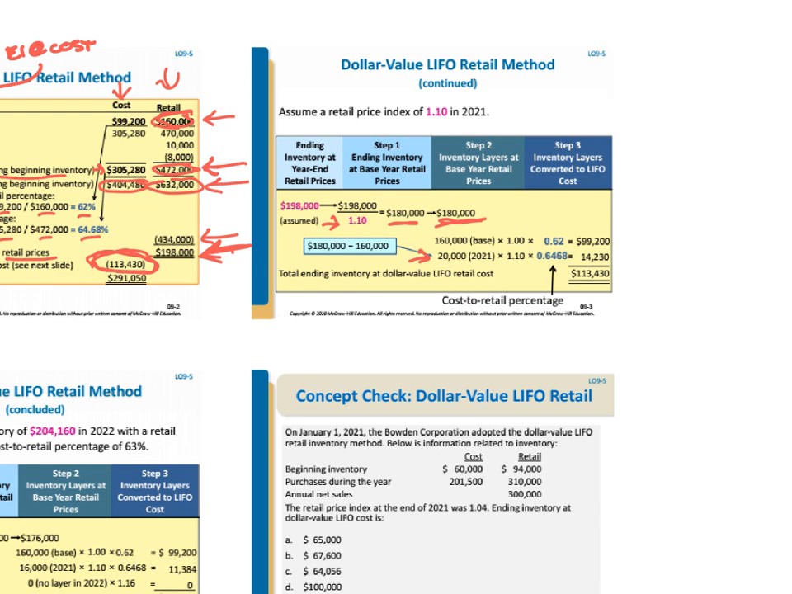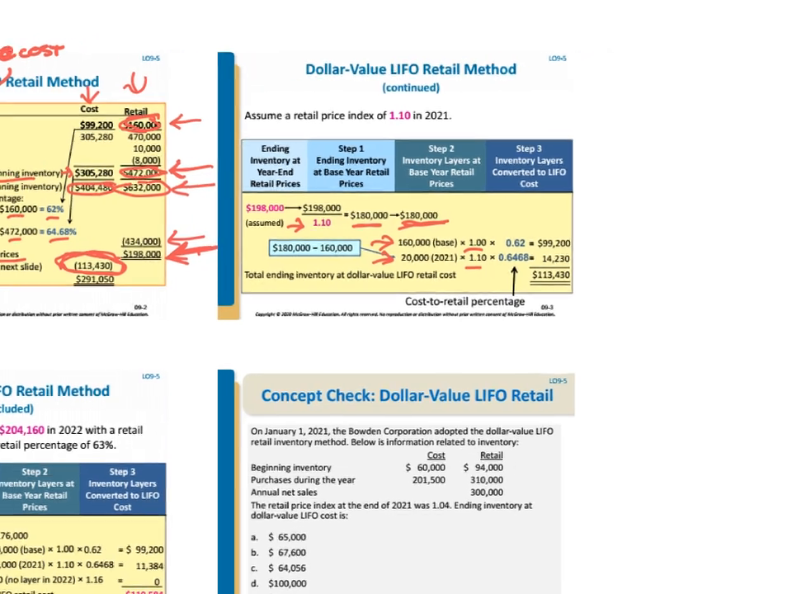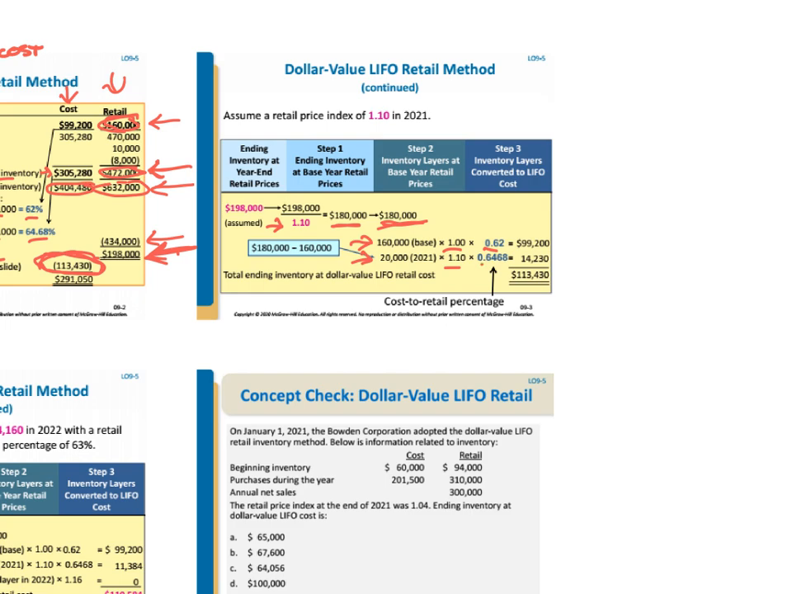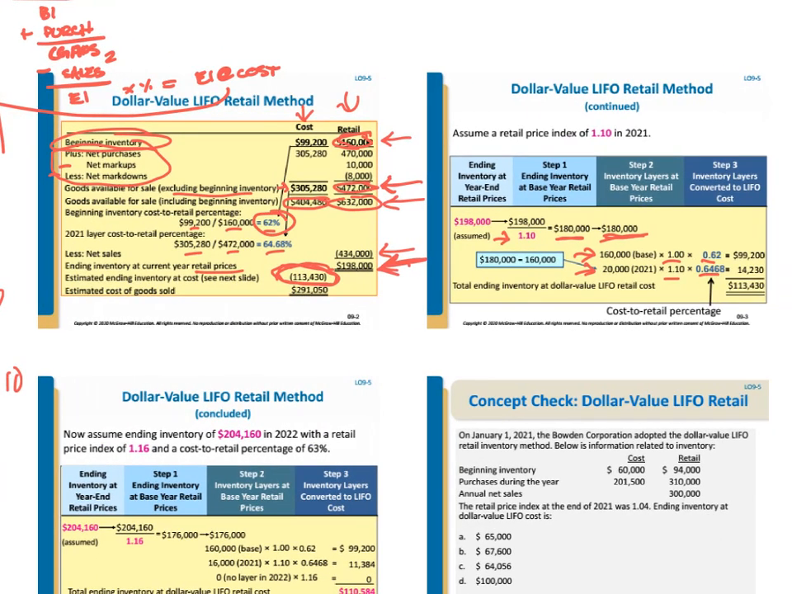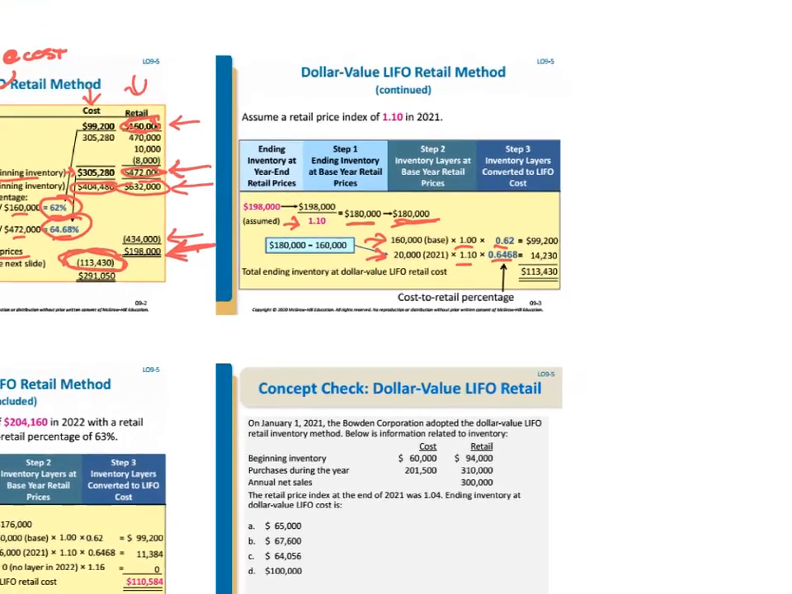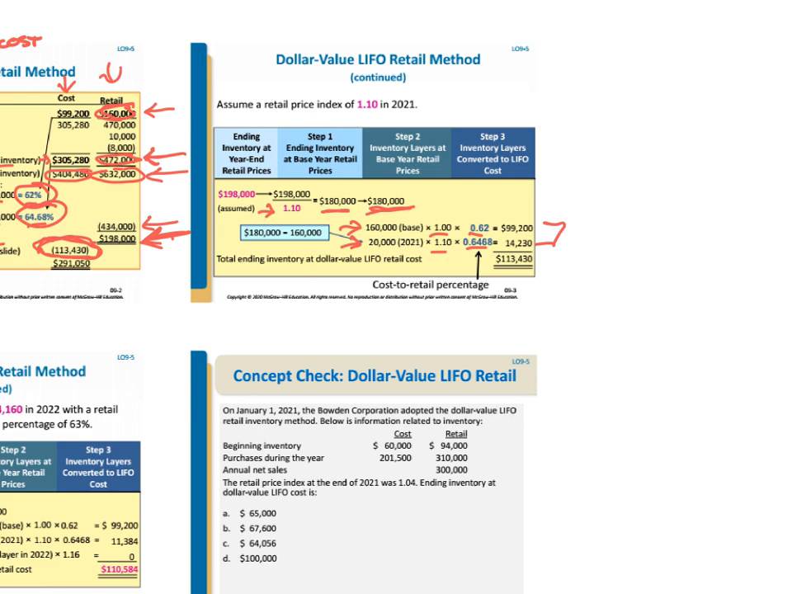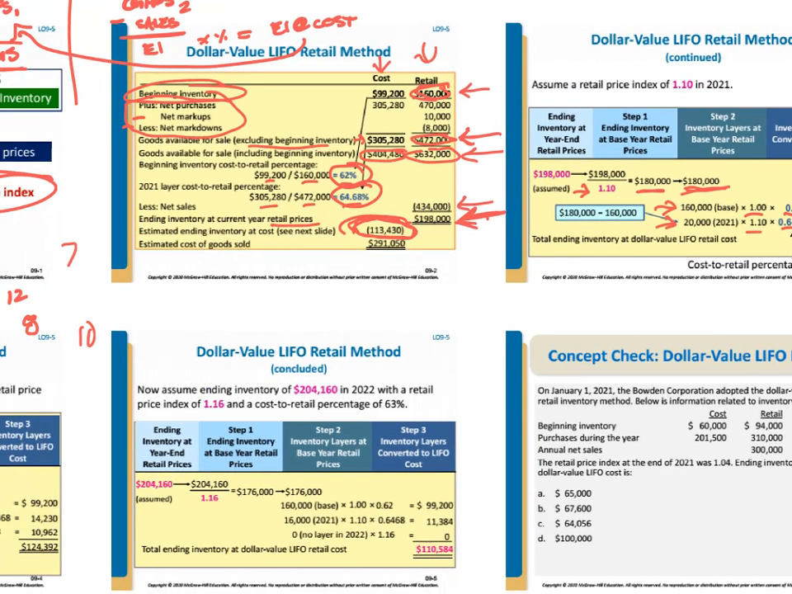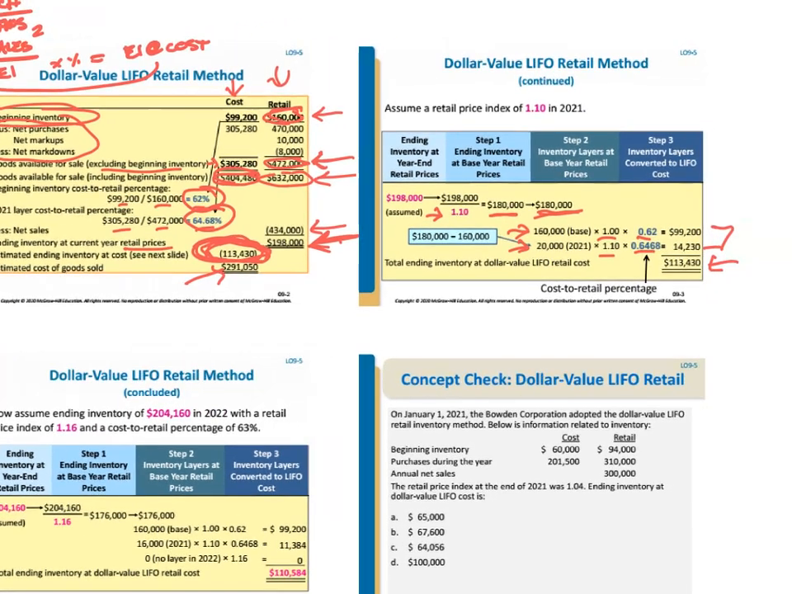So now what we're going to do is multiply each of the layers by their retail price index, and then multiply them by their cost to retail ratios. Notice we calculated those right over here, cost to retail ratios. When we sum these two up, this gives us our estimated ending inventory at cost, and that is plugged in here. We take the goods available for sale minus the ending inventory cost estimate, and that gives us cost of goods sold. This is dollar value LIFO RIM.